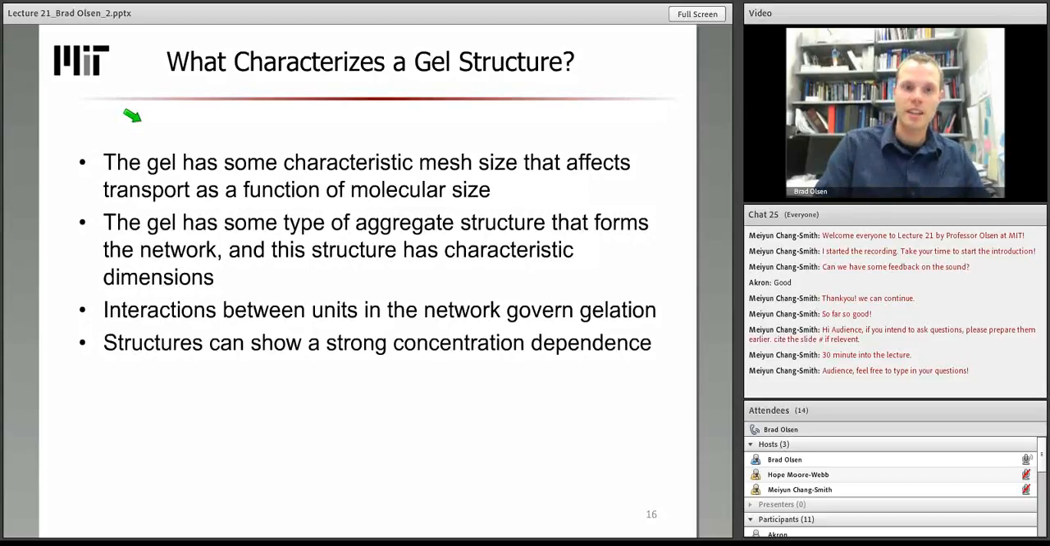So we want to really understand the structure of the molecules in the gel, because it gives us information on the mechanism by which the molecules are forming the gel, what its characteristic structures are, what types of models will apply for mechanics and transport, and how to really analyze and understand the gel.